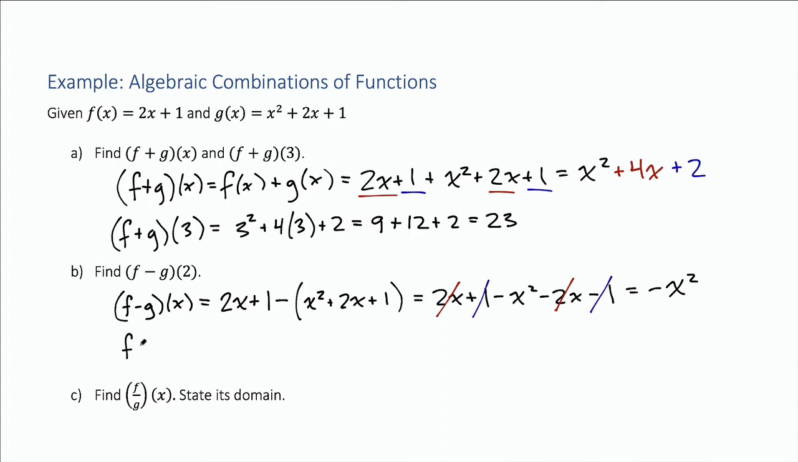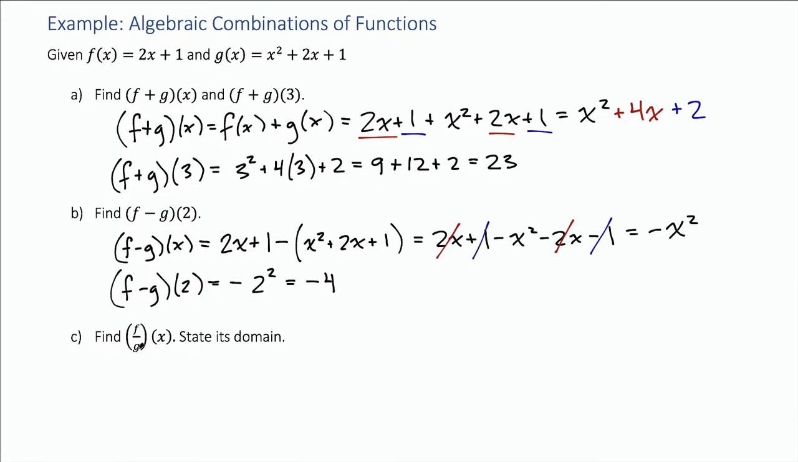So now for f minus g of 2, well, that's negative 2 squared. So we do our 2 squared, which is 4, and we have a negative in front of that, so we get negative 4. And now for part C, we want to find f over g of x and state its domain. So that's f of x over g of x. So that's 2x plus 1 over x squared plus 2x plus 1.